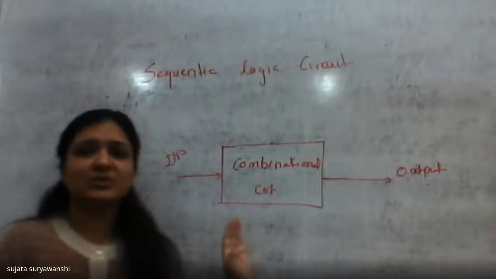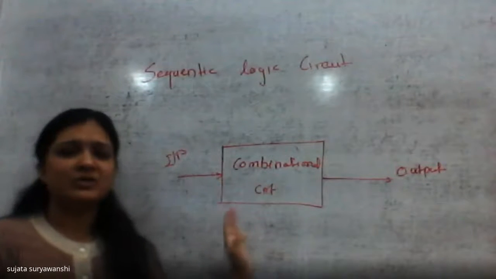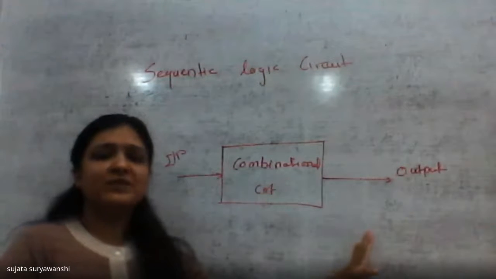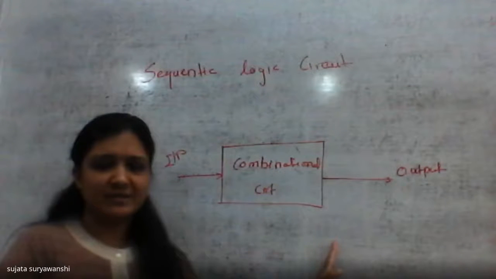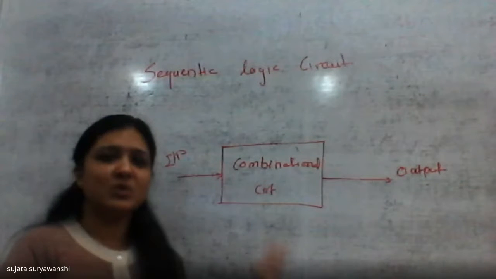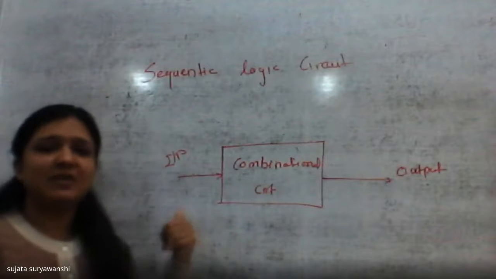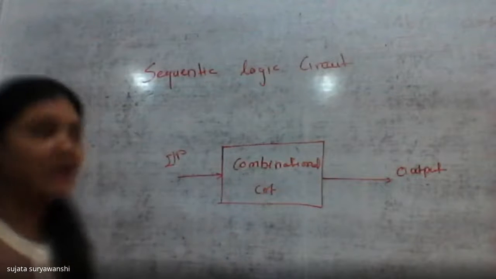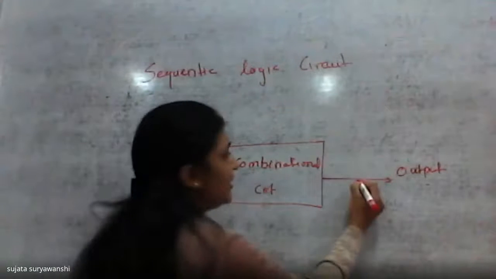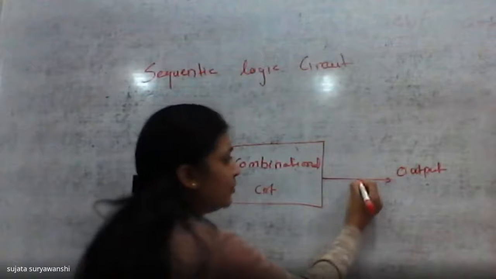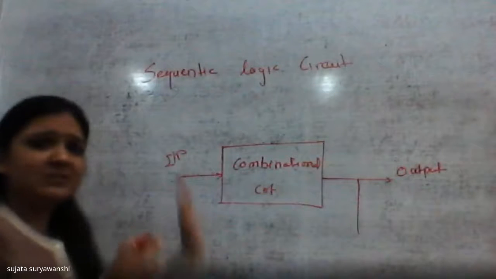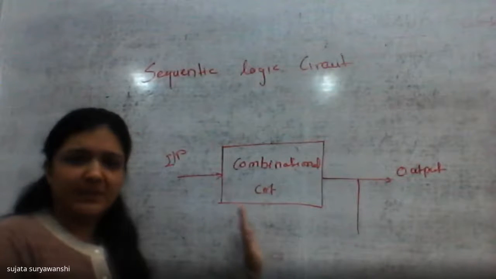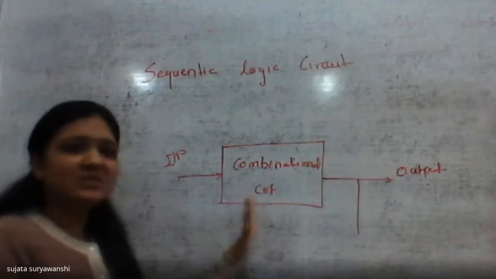A combinational circuit doesn't have a memory unit, because there is no need to store the previous state output. The output of any combinational circuit depends only upon the present combination of the inputs. But in the case of a sequential circuit, a combinational circuit is also there.